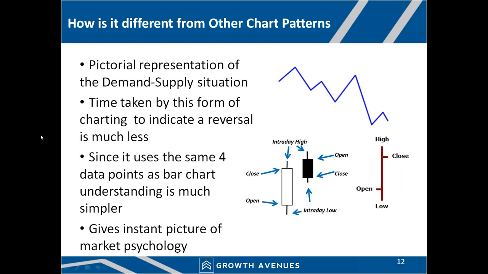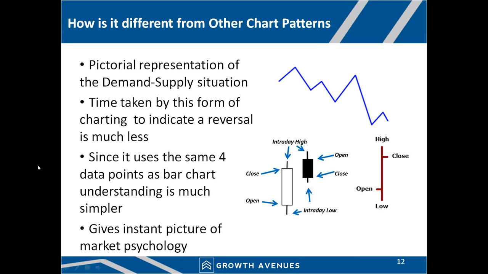You can see here that it immediately gives you the demand supply situation. You saw the red candle, you saw the green candle, you are immediately able to ascertain the kind of market sentiment, the kind of action which is taking place. So one should immediately act in the intended direction. It uses the same 4 points like the bar chart, which is the open, high, low, close, but gives you a much better perspective.